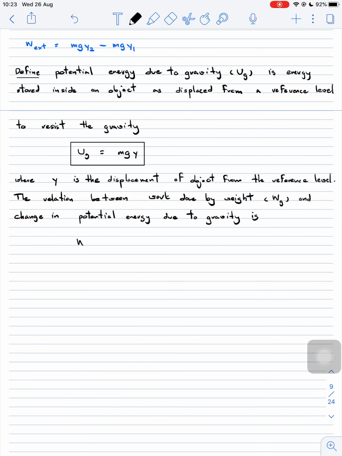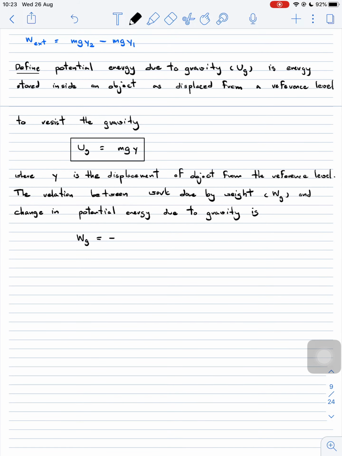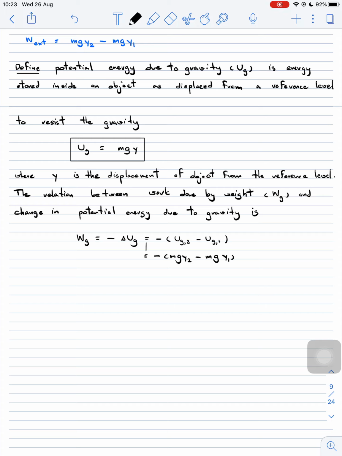So WG equals, this one is UG for the second position, and this is UG for the first, the initial position. So we have minus of UG2 minus UG1, which is equal to minus delta UG. Actually I should write down here, something like this, and then equal to minus of mgy2 minus mgy1.